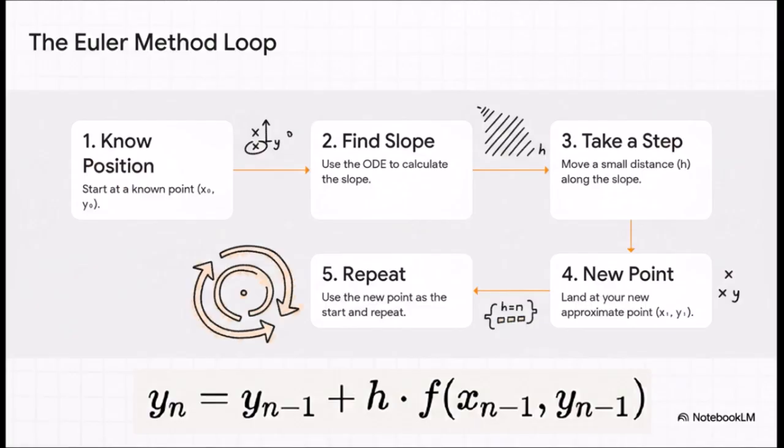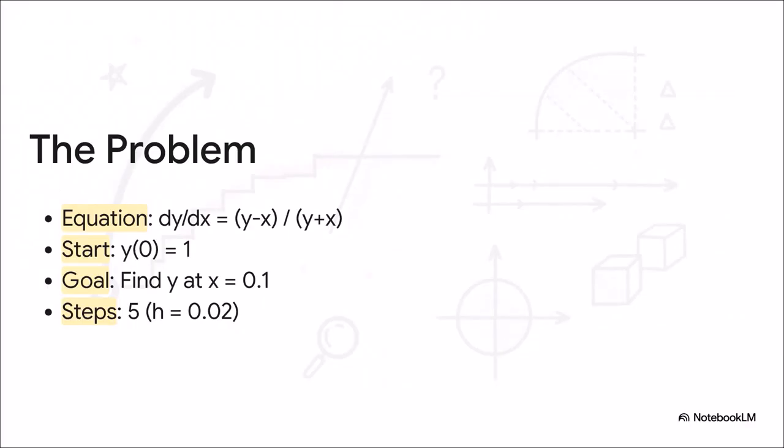All right, enough with the theory. Let's see how this powerful little formula actually works with a real example. Let's get our hands dirty. Okay, here's our mission. We've got our ODE. We have our starting point, when x is 0, y is 1. And our goal is to figure out the approximate value of y when x gets to 0.1. To do that, we're going to break the journey down into 5 small steps, which means each step, our h, is going to be 0.02 wide.